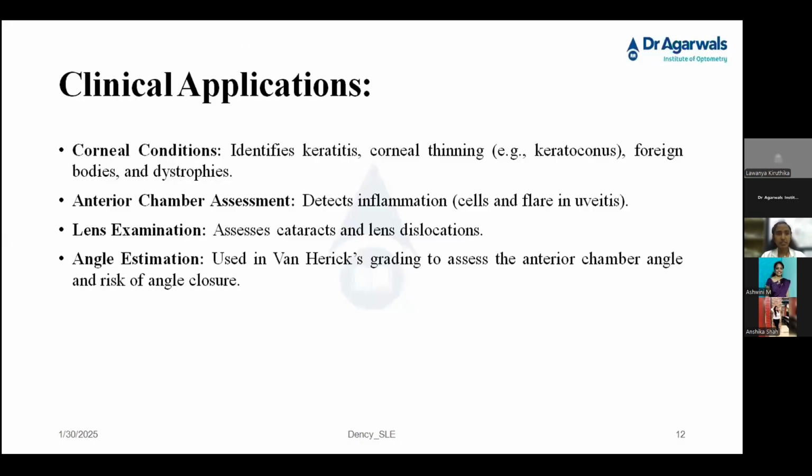Clinical application. Corneal condition identifies keratitis, corneal thinning, foreign bodies, and dystrophies. Anterior chamber assessment detects inflammation. Lens examination assesses cataract and lens dislocation. Angle estimation is used in Van Herick grading to assess the anterior chamber angle and the risk of angle closure.